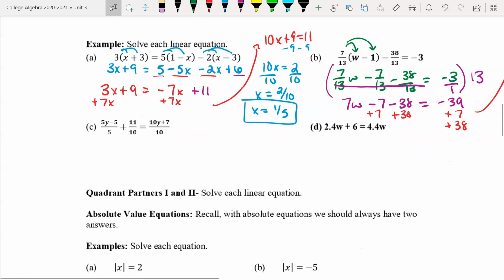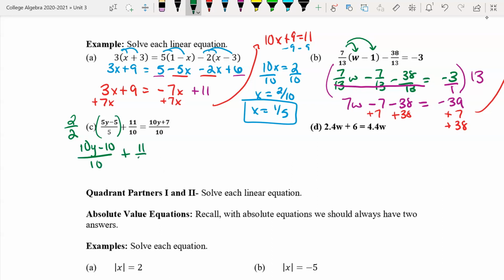So it's the same type of problem. Notice they almost have the same denominator already. The only one that needs to be changed is I need to multiply the first fraction by 2 over 2 to now get a denominator of 10. So I'm going to get 10y minus 10 over 10 plus 11 over 10 equals 10y plus 7 over 10. So when you do that, now the denominator is gone. I'm going to have 10y minus 10 plus 11 equals 10y plus 7.